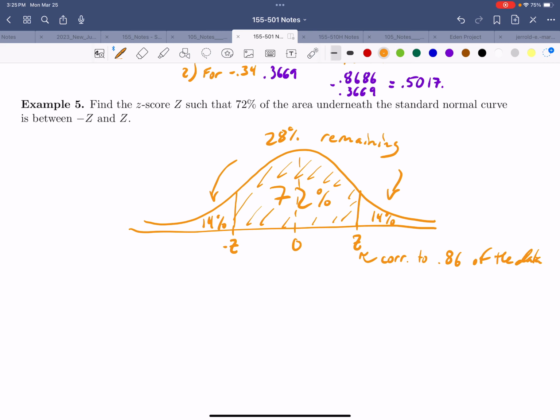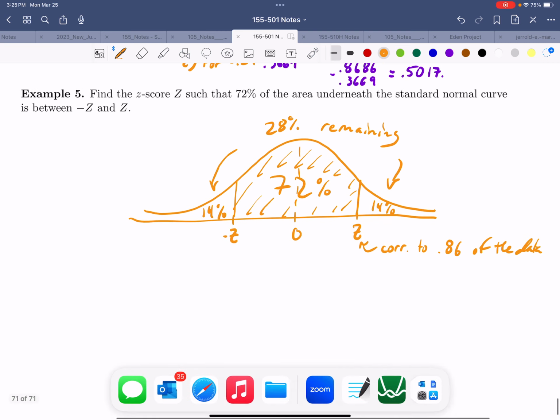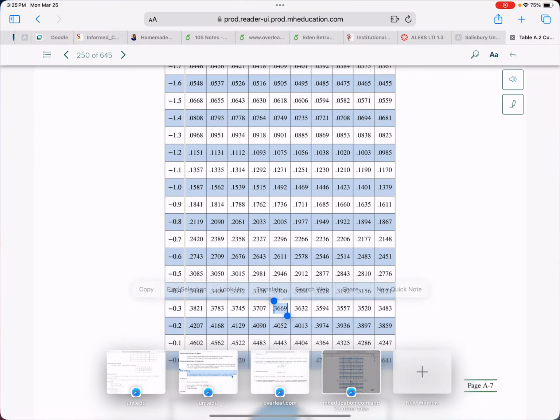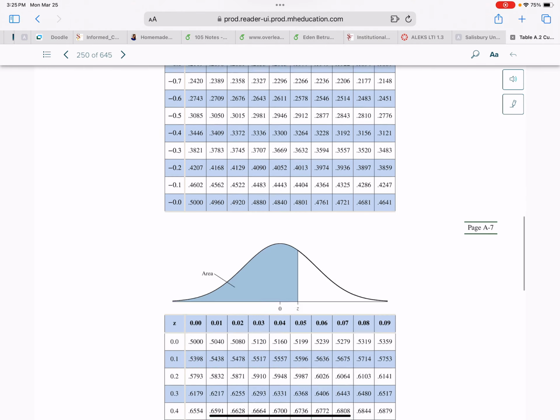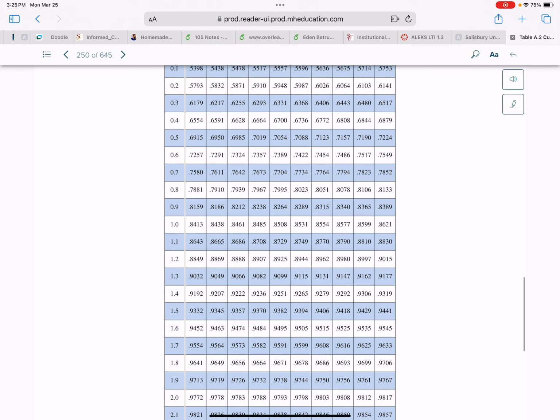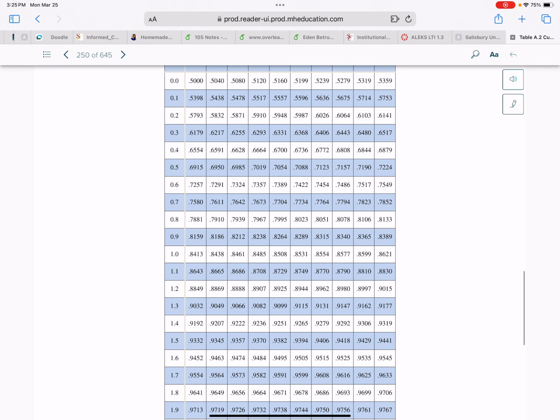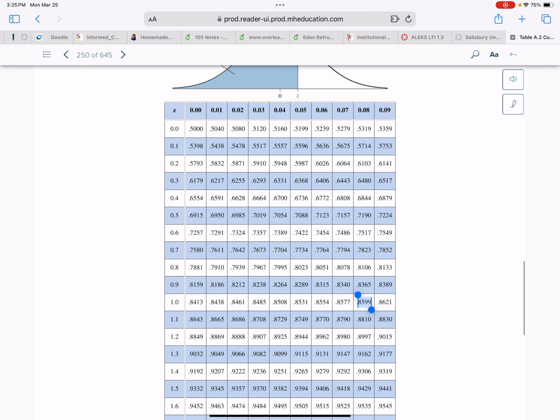So if we go over to our chart again, we just want to look on the chart for whatever says 86%, whatever's closest to that. It looks like this. What is that, 0.10 or 1.08? No, yeah, 1.08, right there.